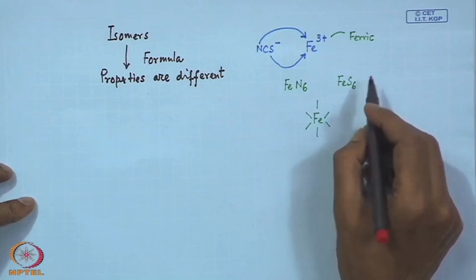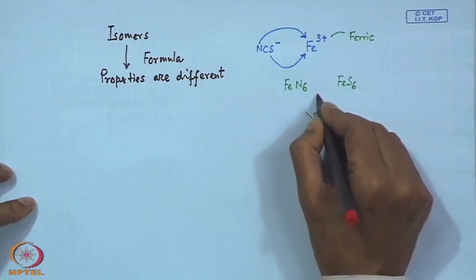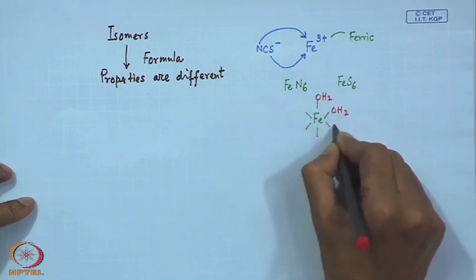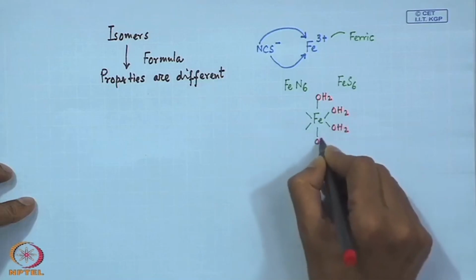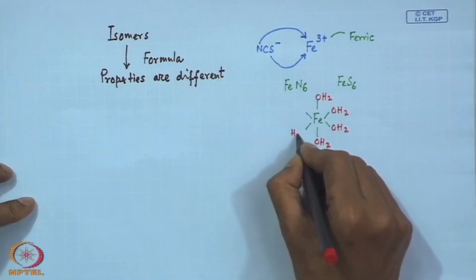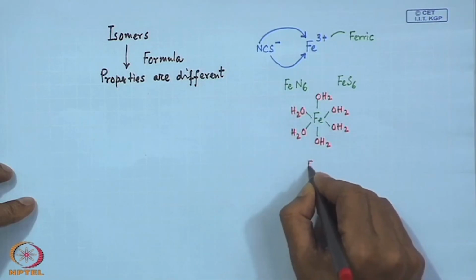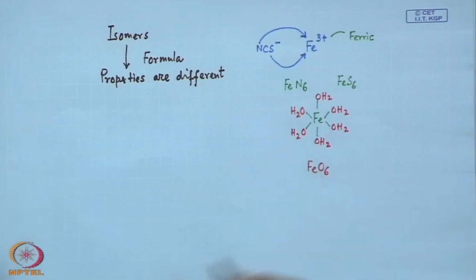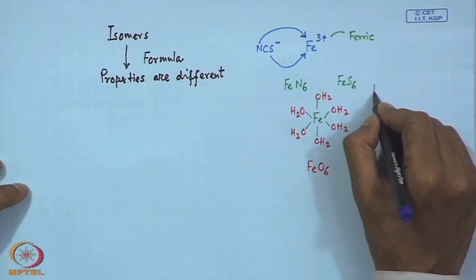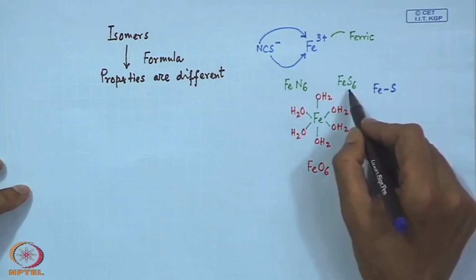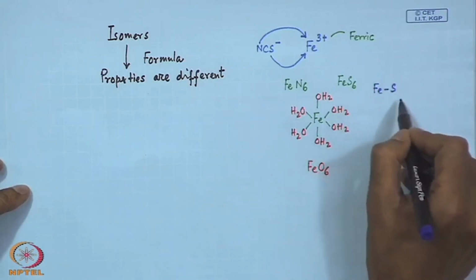So, these two cases can be compared to the starting compound where the ferric ion is dissolved in water, which is octahedrally surrounded by 6 water molecules. That means we have an FeO6 environment. So, as we change the environment, that means the bonding patterns are getting changed. Here we can have iron sulfur bonds. If all of them are bound through sulfur, then we can have 6 such iron sulfur bonds.